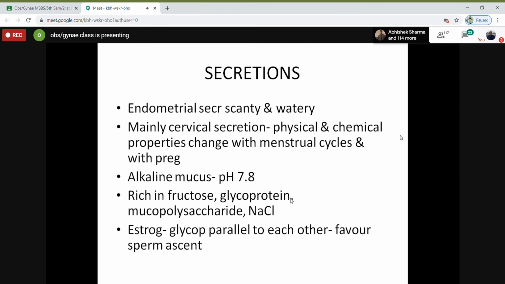So what are the secretions? Okay, so what are the secretions from the uterus? The endometrium does not secrete. Okay, endometrium does not have secretory glands that much. So the secretion is scanty, it is watery.